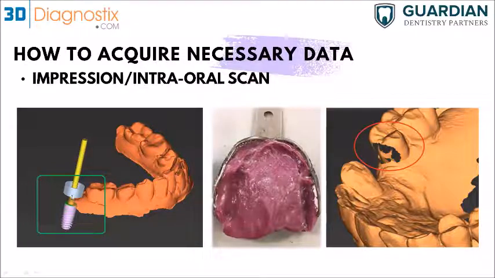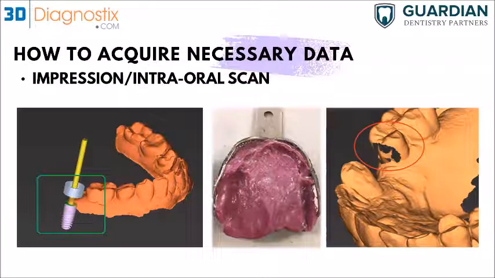So one of the most important things when you take an intraoral scan or an impression, especially for edentulous sites, is to make sure that the impression or intraoral scan represents the tissue as far distal as possible. So we have that representation of the soft tissue, and we can design the guide without any flaws in the acrylic support.